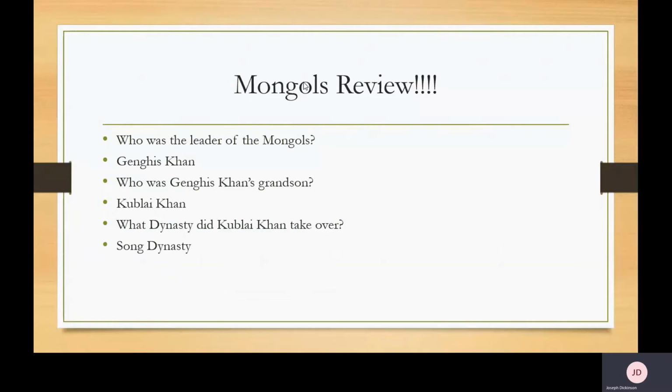Remember, Kublai Khan wrote a song about taking over the Song Dynasty. All right, what dynasty did Kublai Khan begin? We said the Yuan Dynasty. All right, so this is a little Mongols review. So we're going to take it back now. Remember that Kublai Khan was actually the one who helped improve the Silk Road, which made it even better for trade.